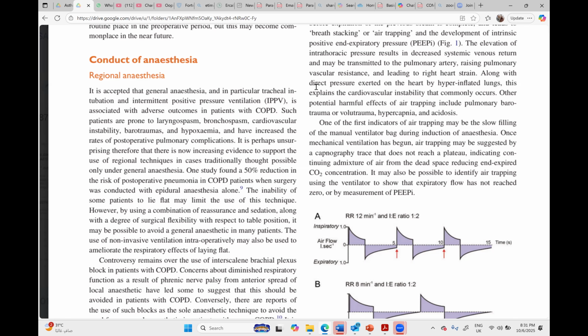Okay. So you need to remember that. What sort of oxygen mask do you need to give? Use a Venturi mask, sir. Venturi. This is one thing.